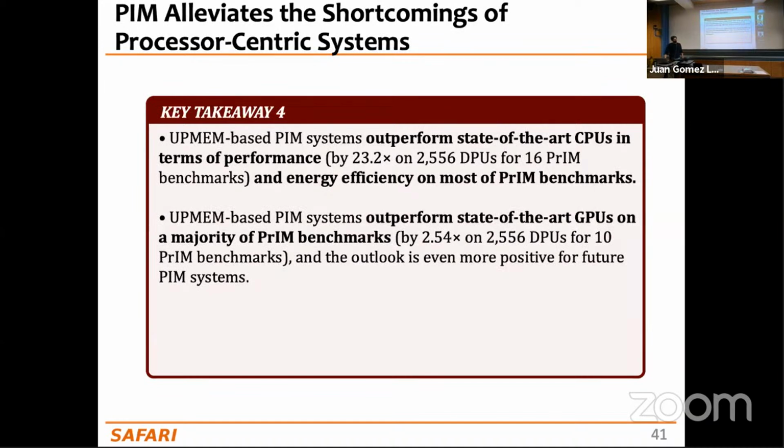Compared to state-of-the-art GPUs, GPUs for sure are more powerful, right? They have much higher peak throughput than conventional CPUs. So that's why we don't observe such large speedups here, but still for 10 PIM benchmarks, we see more than 2.5 times faster performance on the UPMEM-based PIM system. And the outlook is even more positive for future PIM systems.